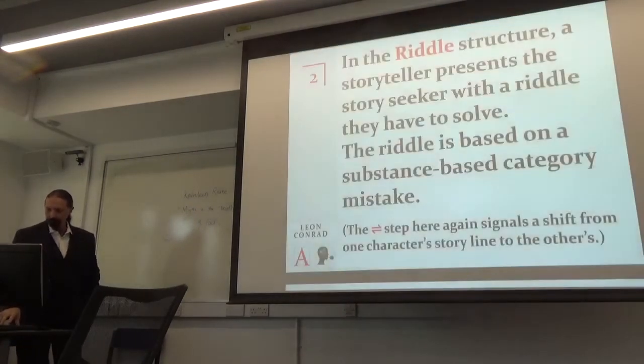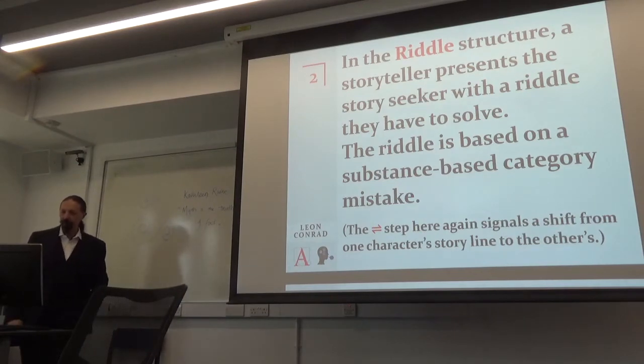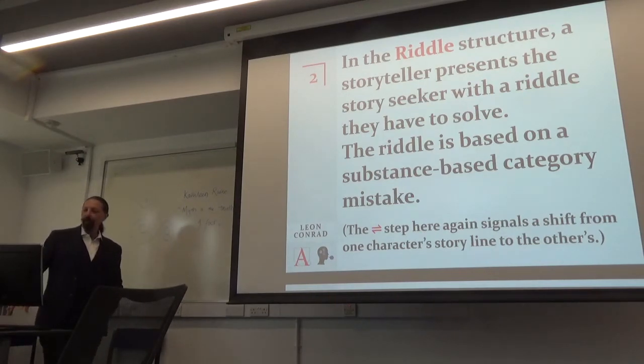The riddle structure, you all know what riddles are and how they work. Riddles are based on substance-based category mistakes. Substance in Aristotle's categories is ousia, the thing he defines as the difference between a living being and a corpse. And that, to me, is interesting. But in a riddle, what is this thing?